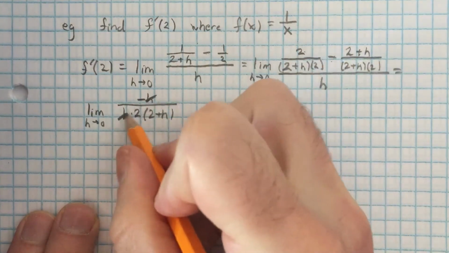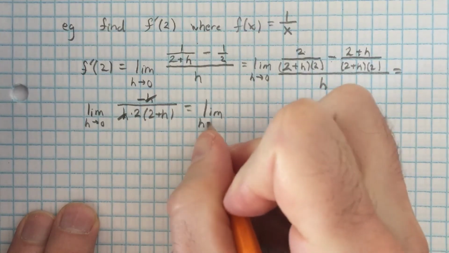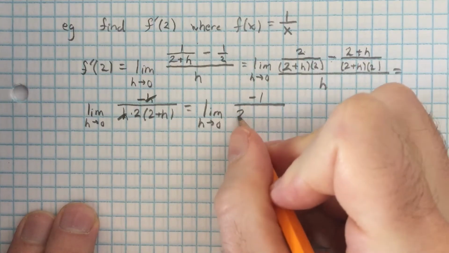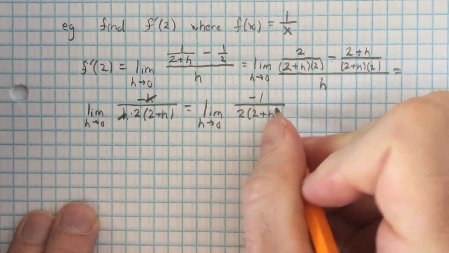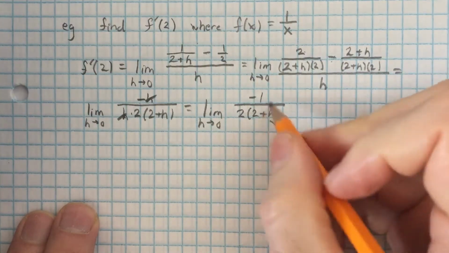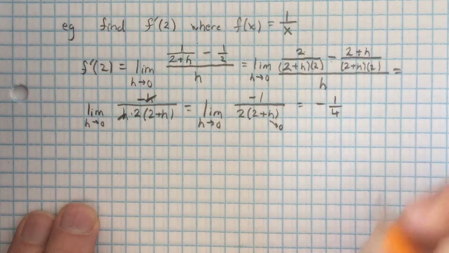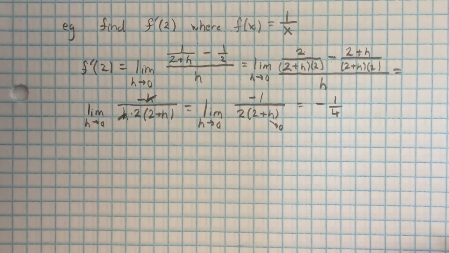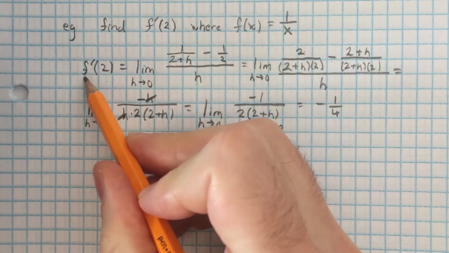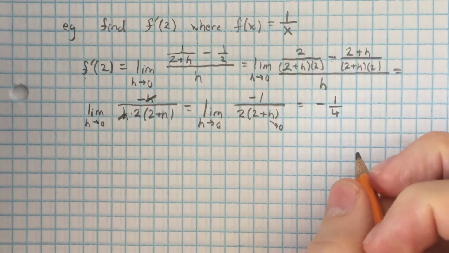The h's cancel, as we've seen many times before, and now we have the limit as h approaches 0 of negative 1 over 2 plus h. But then as h goes to 0 here, we'll have negative 1/4. And there's our limiting value for this derivative. So therefore, the slope of the function 1 on x at 2 specifically is negative 1/4.